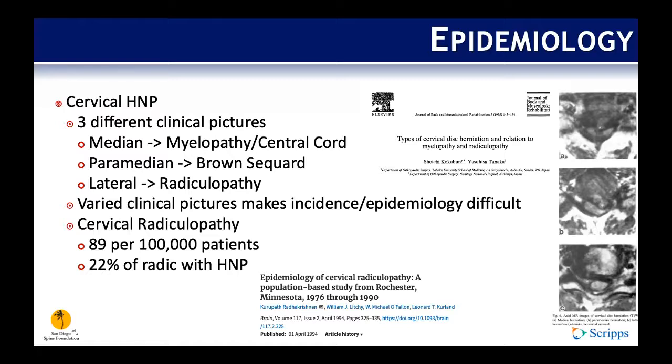And then, because of that varied clinical picture, getting epidemiologic data for cervical disc herniation is rather difficult. But this study out of Mayo seems to be frequently quoted within the literature. It looked at a population study for about 14 years. And they estimated that the incidence is about 89 cases per 100,000 patients. And when they looked at those patients with cervical radiculopathy, 22% of them were a result of a cervical disc herniation.